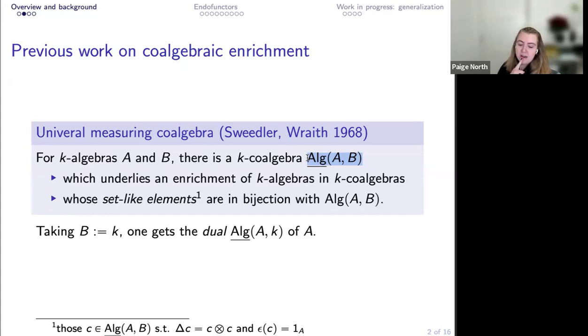Exactly. Okay, and then just to connect this with something that people might have considered or heard about, in your algebra class in undergraduate, you can take the B here to be the ground field K. And if you look at this measuring coalgebra into K from an arbitrary algebra A, then you get the dual of A, the Sweedler dual. So that's something a little bit more prominent than the notion of measuring coalgebra that people might have heard of. Okay, so that's the original thing.